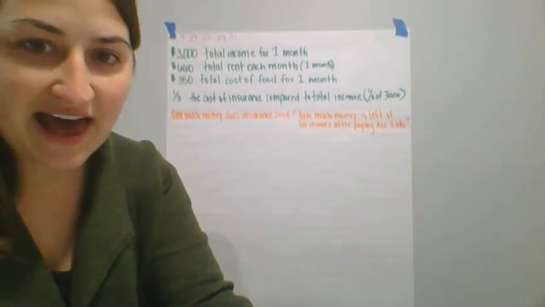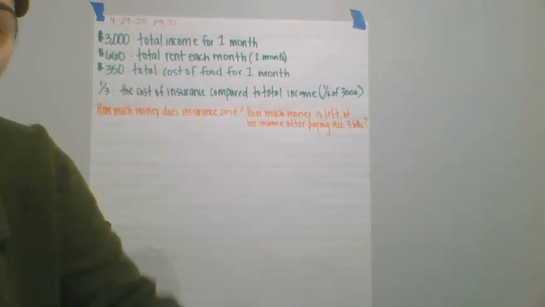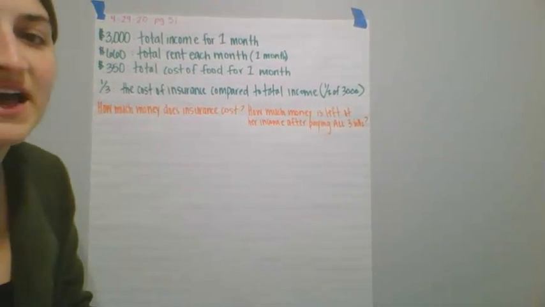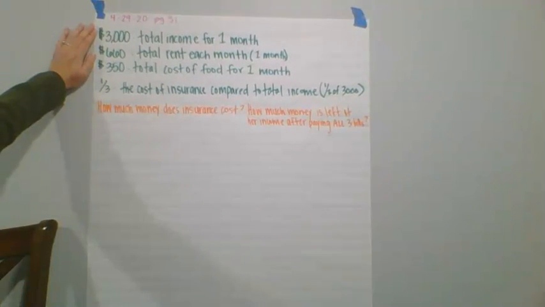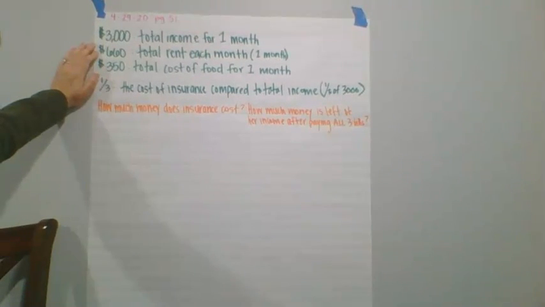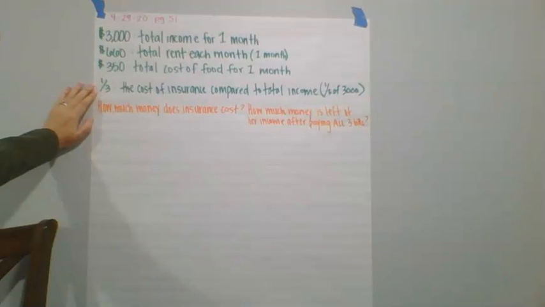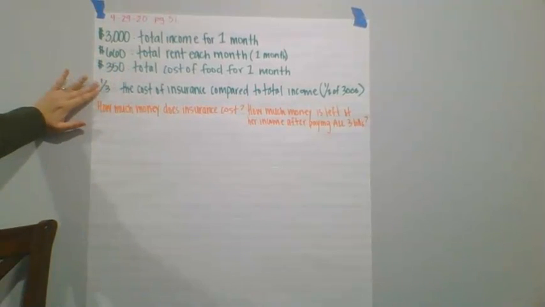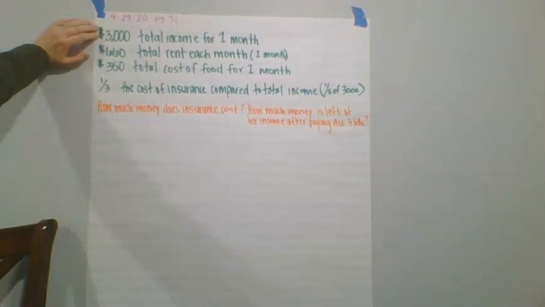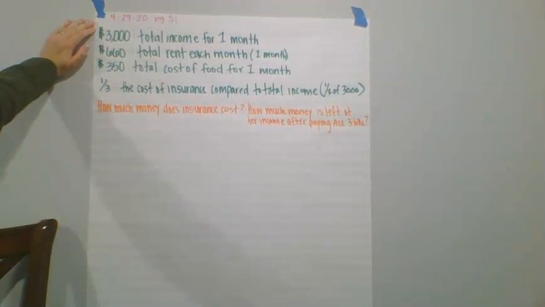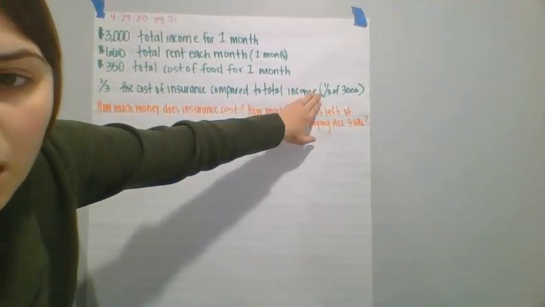All right, so take a look at what I have on my paper. You're going to notice I have $3,000, and that's what we're representing as our total income for 1 month. And then I have $660, which is the total rent for 1 month. And then $350, which is the cost of food for 1 month. And then this portion right here, that one-third, is the cost of insurance compared to her total income. So we want to think about this portion right here as one-third of her total income. We know that one-third of her total income would be written like this, one-third of 3,000.